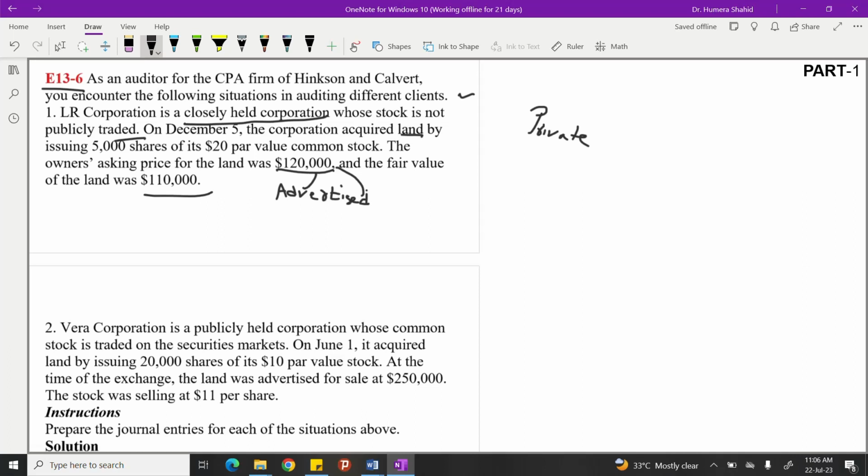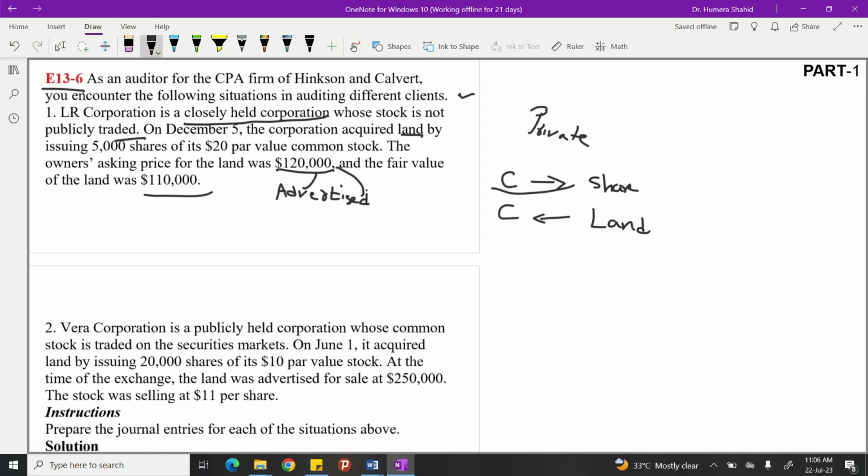Now, what did we study? For non-cash share issuance, to record the asset, which is a non-cash asset, we debit the asset with the fair value of consideration given up or the fair value of consideration received. Consideration given up is shares, consideration received is land.